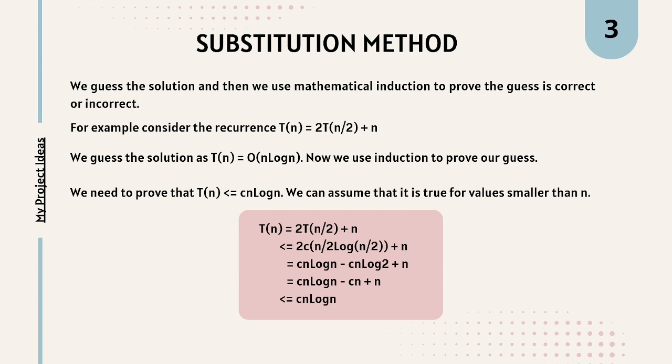For example, consider the recurrence T(n) is equal to T(n/2) plus n, and we guess the solution as T(n) is equal to big O of n log n. Now we use the induction process to prove our guess. This is how you can prove it by induction. This is normal maths, and when the guess is correct, your substitution method is proven correct.